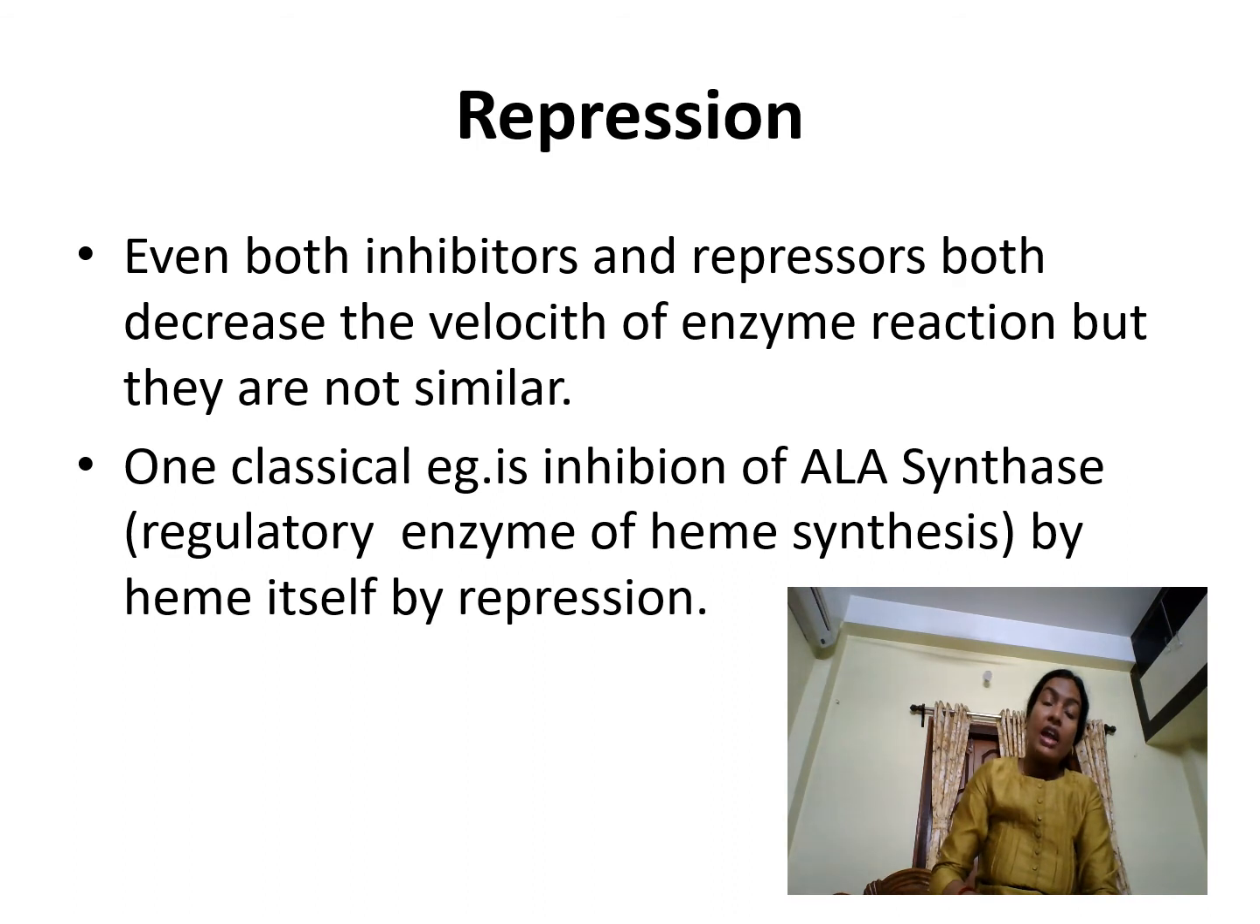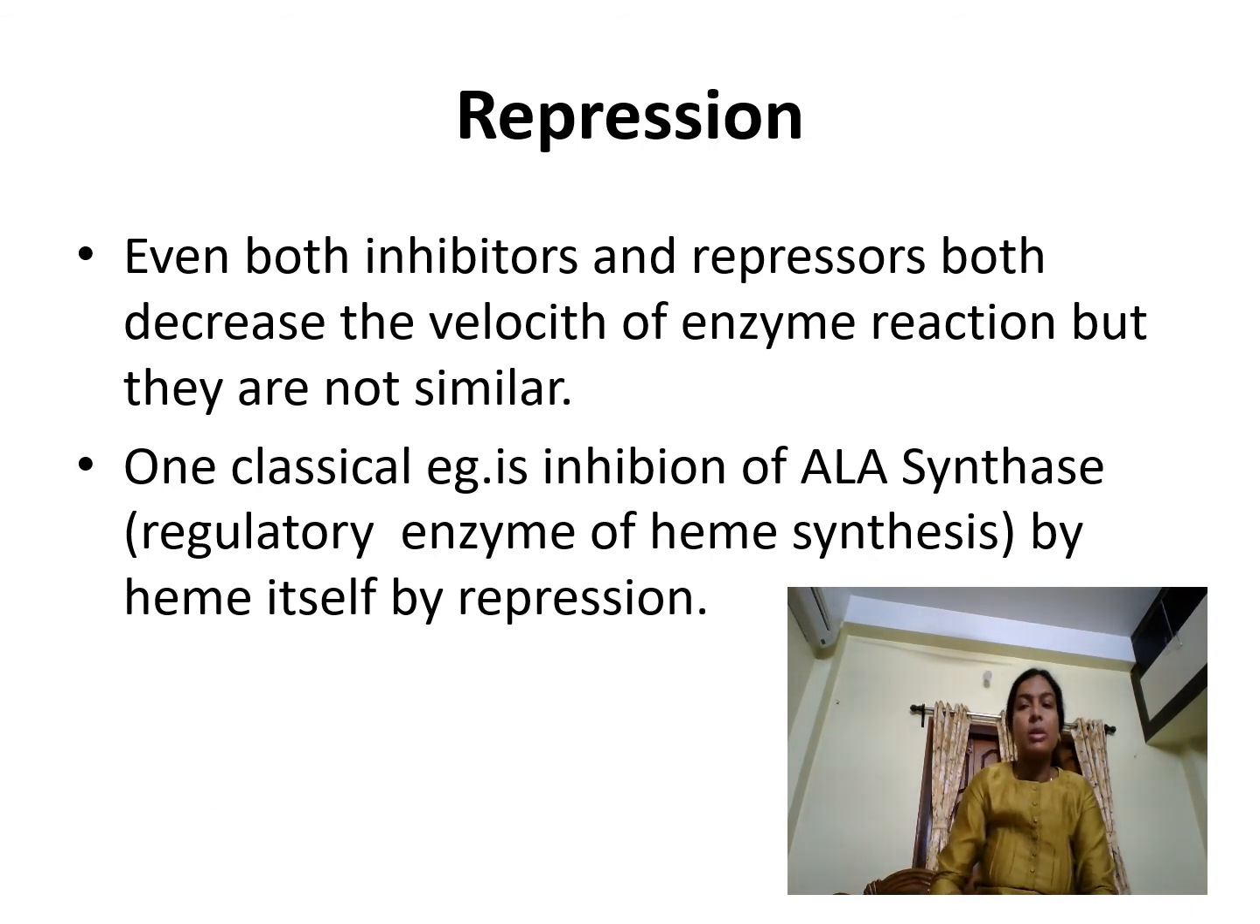Okay. And thirdly, the inhibitor's action is very rapid because it acts directly over the enzyme. But the repressor acts at the genetic level, so a lag period is there. Okay, so these three are the major differences between the inhibitors and the repressor. Now, this repressor molecule decreases the enzyme synthesis.